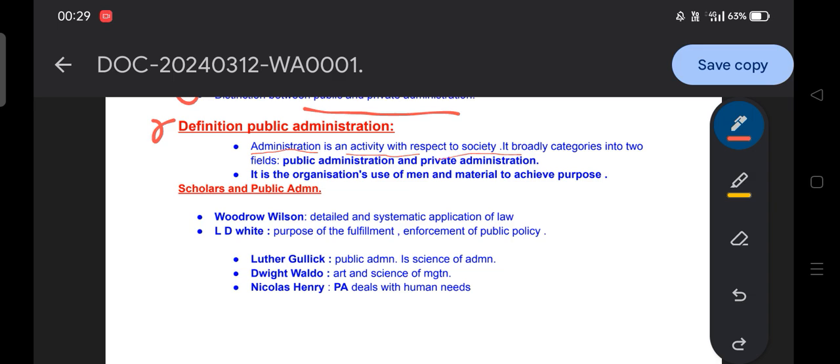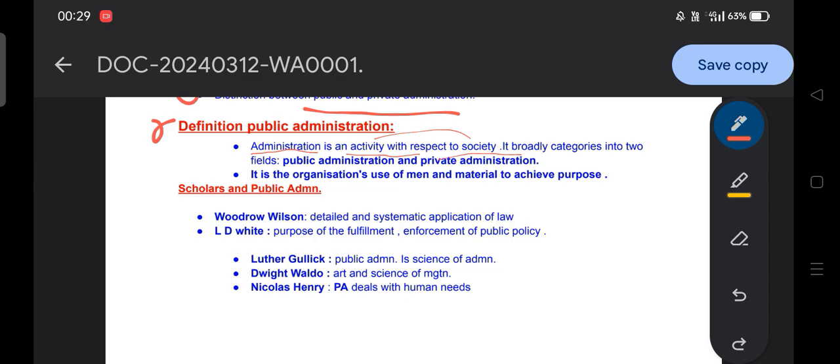In your day-to-day life, even in your family, there is administration. It is the activity you perform in a society. Man is a social animal, and to manage different things we require administration. Administration means we need governance, we need management. That is known as administration. In your family also there is administration.